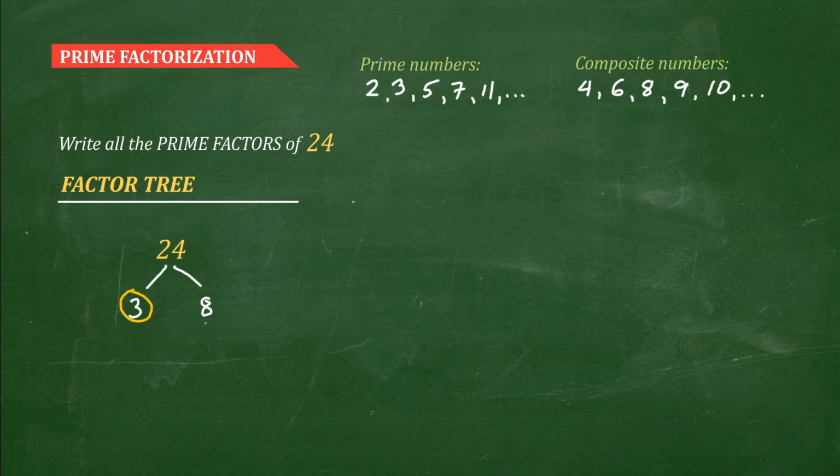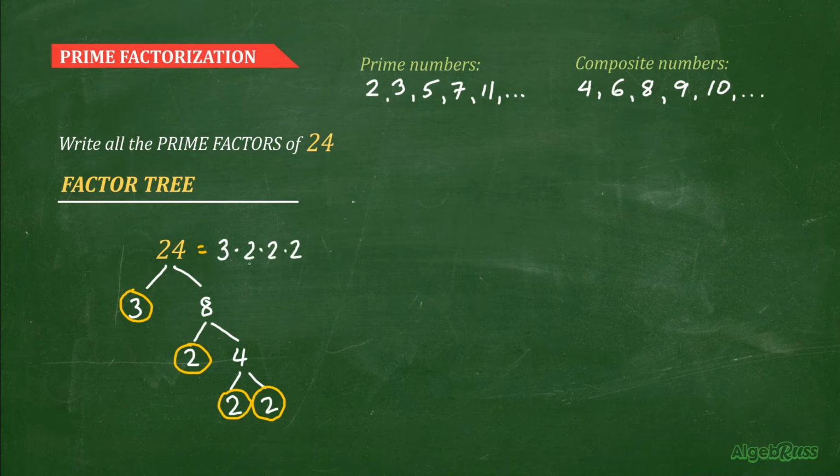Looking at 8, we know it's 2 times 4. Since 2 is prime, let's encircle it. We are now left with 4, which is 2 times 2, which are also prime numbers. So, looking at our tree, the prime factors of 24 are 3, 2, 2, and 2. If we multiply them together, the product is 24.